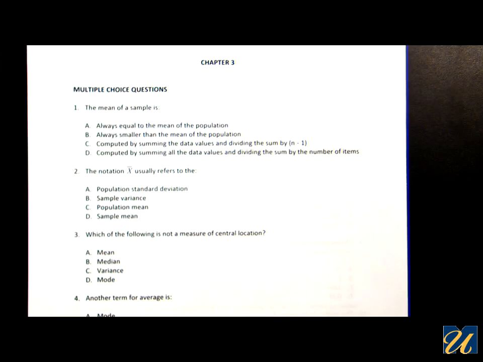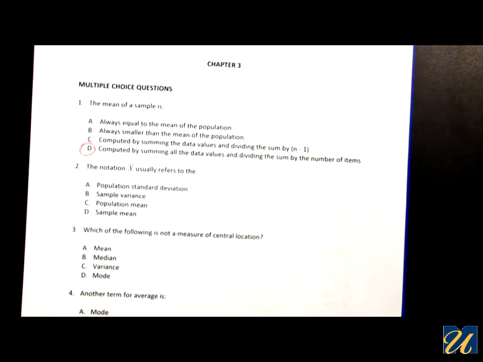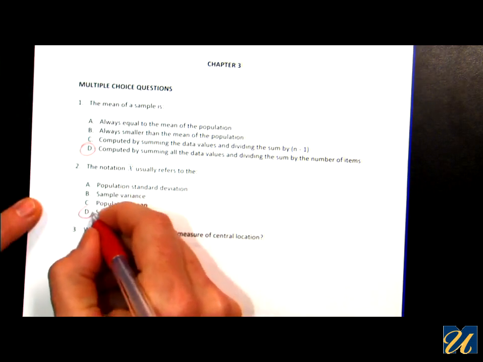So let's start with multiple choice questions and exercises for chapter 3. For the multiple choice questions, we start with the first one. The mean of a sample is computed by summing all the data values and dividing the sum by the number of items. The notation X bar usually refers to, of course, the sample mean.